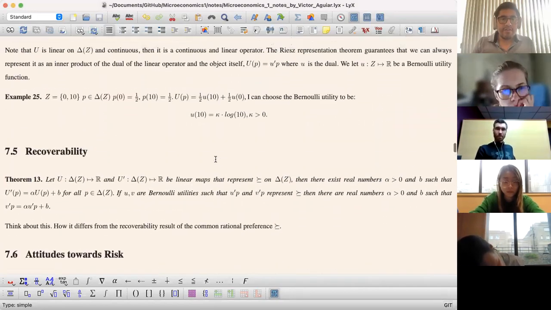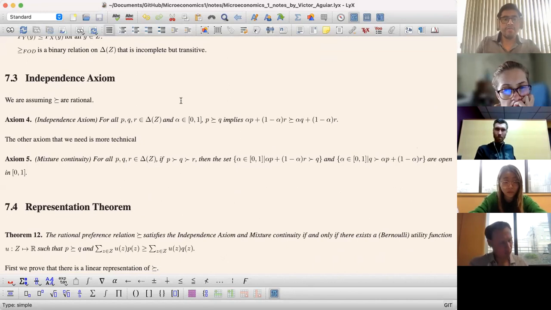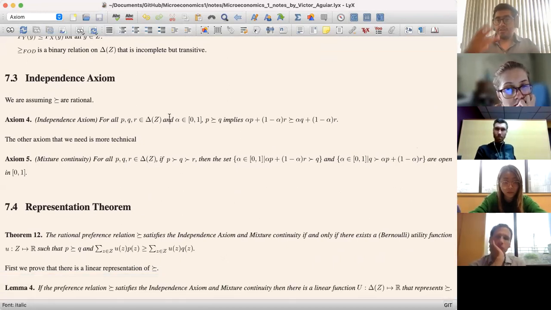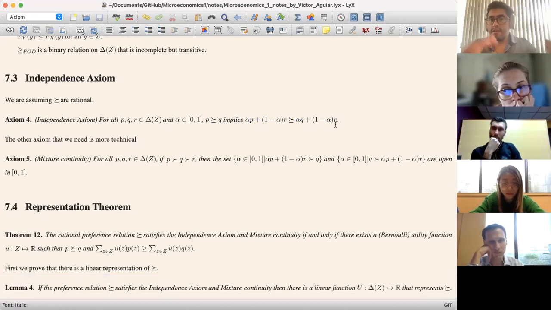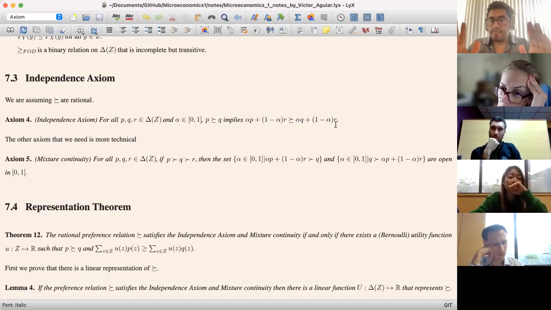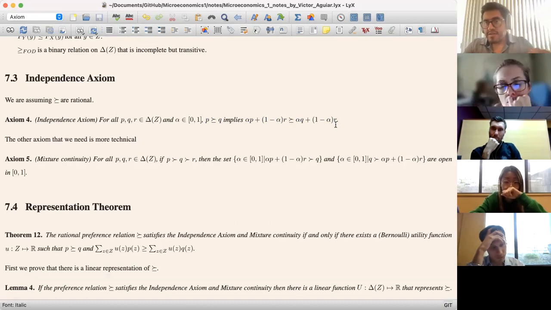And essentially, I told you that this is one-to-one with expected utility if I add to it completeness and transitivity. Just to remind you, the independence axiom is essentially three lotteries, P, Q, and R. There is an alpha. If P is better than Q, and I mix P with an R, and then Q with an R, the mixture does not flip my preferences. If I mix P and Q with an arbitrary third lottery, with an arbitrary alpha, I'm still going to preserve the same preference.